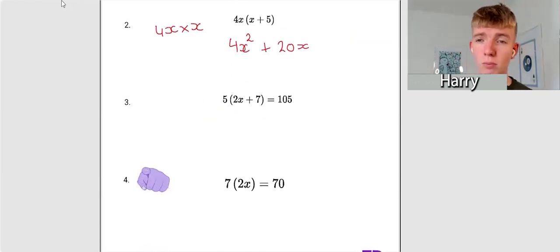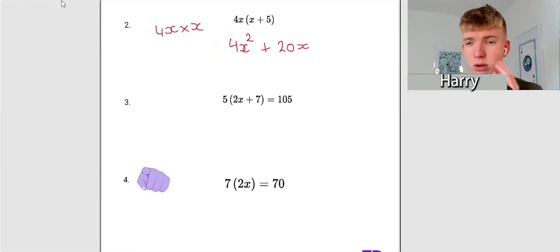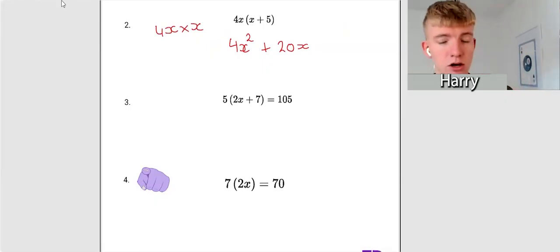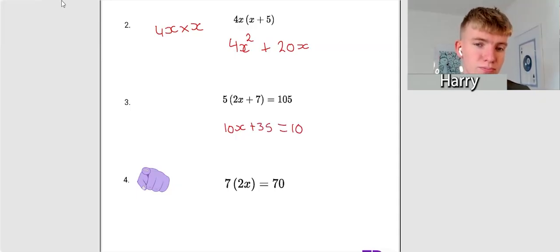All right, moving on. We've got a little bit of a combination of what we've just done and the previous section. So we're going to have to expand this bracket and then work out what x is after that. And I know you're seeing a big number here, 105, but it will make sense in a minute. Trust me. So we've got 5 on the outside. So 5 times 2x is going to give us 10x. Plus 5 times 7 is going to give us 35. So we've got 10x plus 35 is equal to 105.